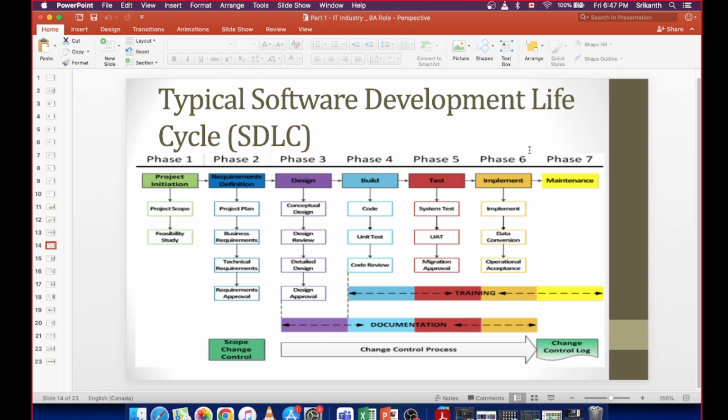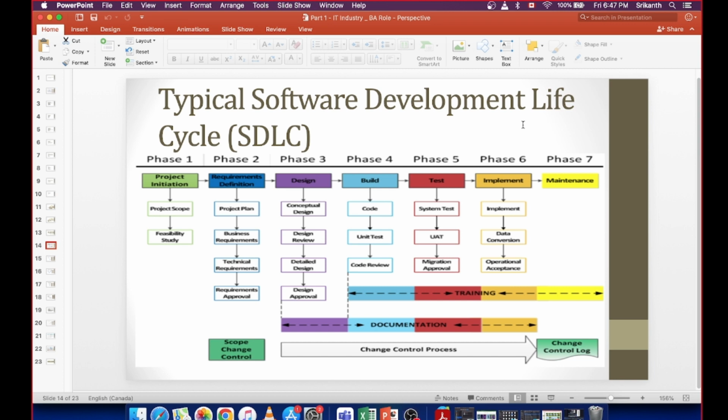So what is SDLC? Software Development Life Cycle. Software development life cycle means how the software is developed, what are the phases in software development, and how the software is implemented stage by stage following different kinds of processes. There are different kinds of methodologies that are followed in this SDLC. We'll go one by one.